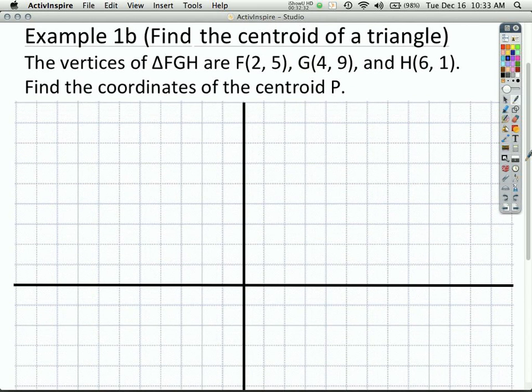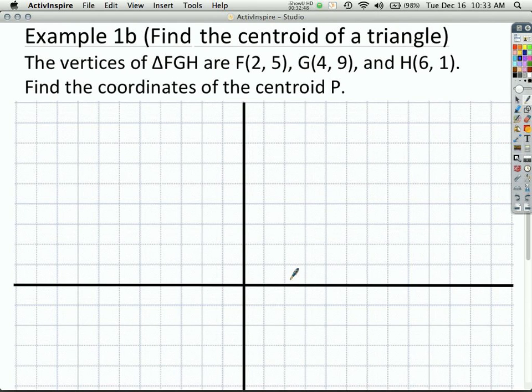So you need to set up a grid. Everyone should have a ruler. I already have my grid set up, and then we're going to plot F, G, and H and draw the triangle. So I'm just going to go ahead and do that, and you're going to do it as well. I'm going to model. I'm just going to talk through it as I do it. You guys know how to do this yourself. 2, 5, 1, 2, 1, 2, 3, 4, 5. There's F. G is 4, 9, 4. 1, 2, 3, 4, 5, 6, 7, 8, 9. And 6, 1. 6, 1 right there.